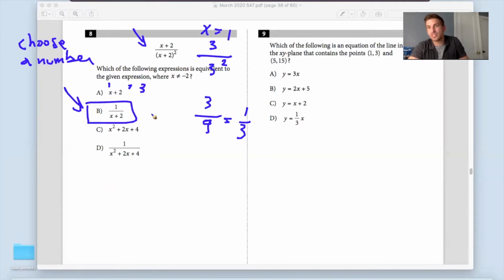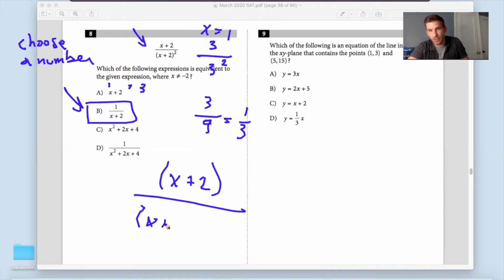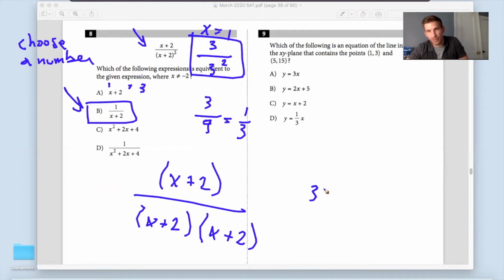All right, so now here's the other classic way of identifying this problem relatively quickly. It could help if you expand this out, where it's like x plus 2 over x plus 2 times x plus 2, right? Because here I have the square. So just like the format up here, where you have 3 over 3 squared, it's the same kind of mathematical identity.